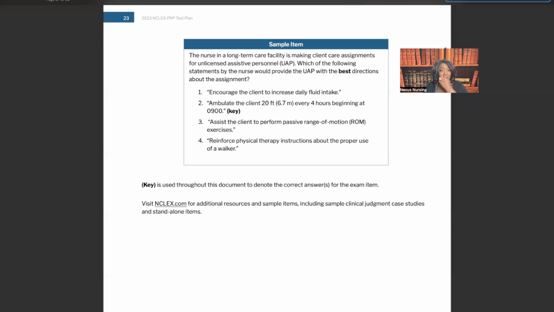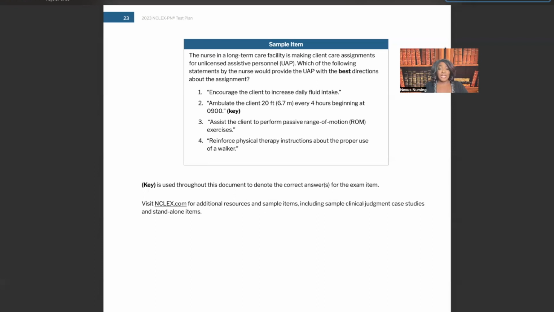Now, let's look at the wrong answer choices. 1, encourage the client to increase daily fluid intake. By how much? That doesn't give any details at all. All you're saying is increase. Choice 3, assist the client to perform passive range of motion exercises. That is great, but you're not giving what type of exercises. You're not saying how many repetitions or how often.